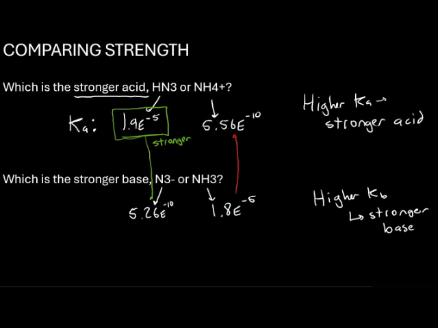If we examine our numbers, 1.8 times 10 to the negative fifth is definitely higher than 5.26 times 10 to the negative 10, meaning that NH3 will be our stronger base. The important thing here is that we could not have compared acid strength or base strength for either of these unless we had done the math and found the Ka and Kb of the conjugates.